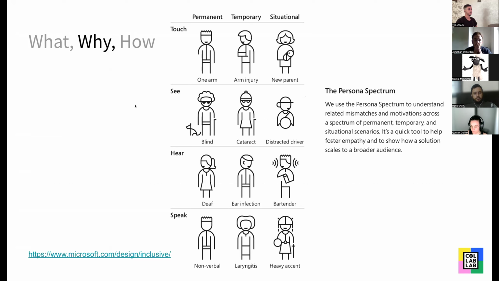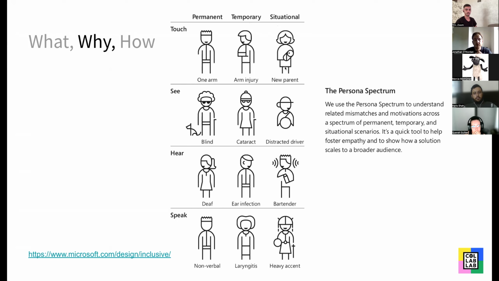So there are these kinds of disabilities that people may have: permanent, temporary, and situational. Let's take touch, for example. A permanent one would be someone who has lost an arm at one point in their life, so they can't use it. It could also be temporary, maybe you have an accident and an arm injury. Or it can be situational.